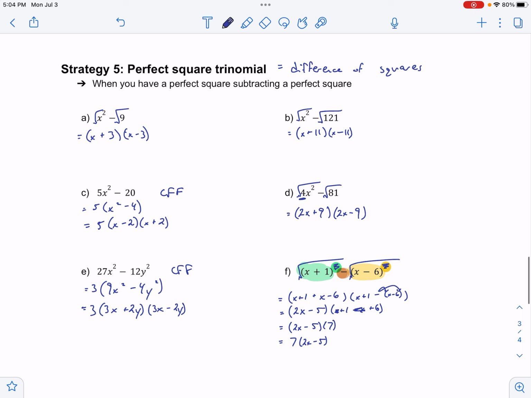And that's it. We've reviewed 5 different factoring strategies. Hopefully this was useful.